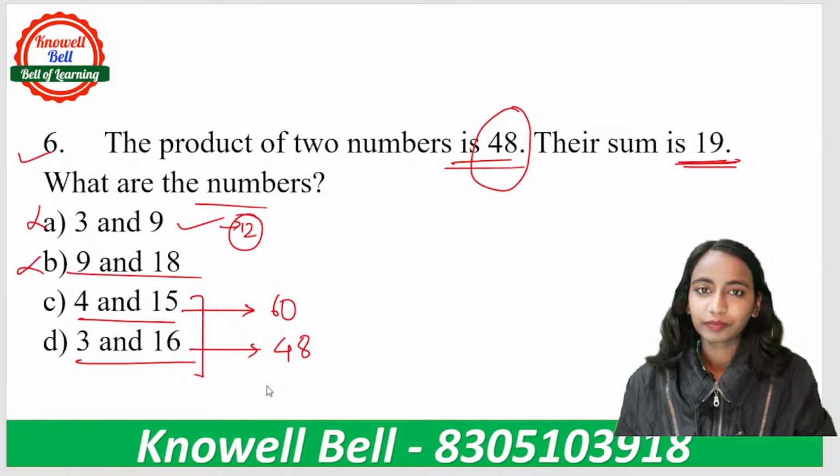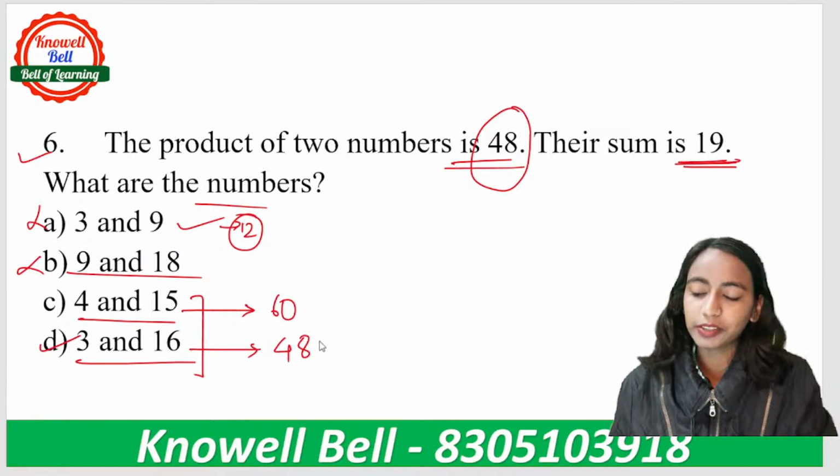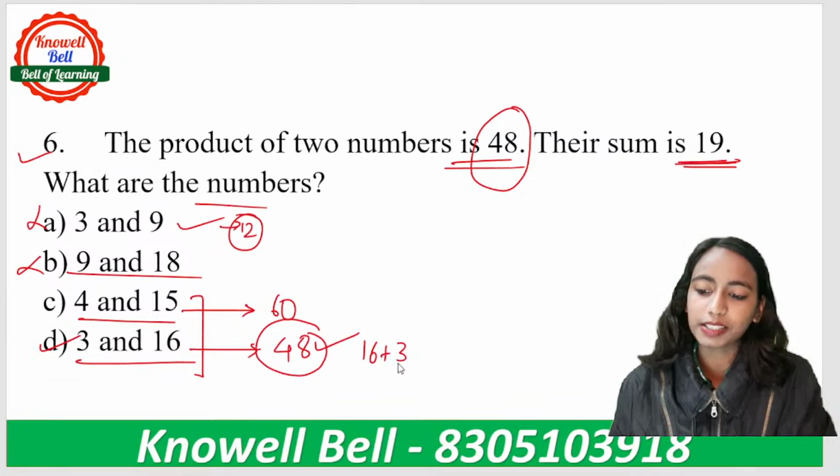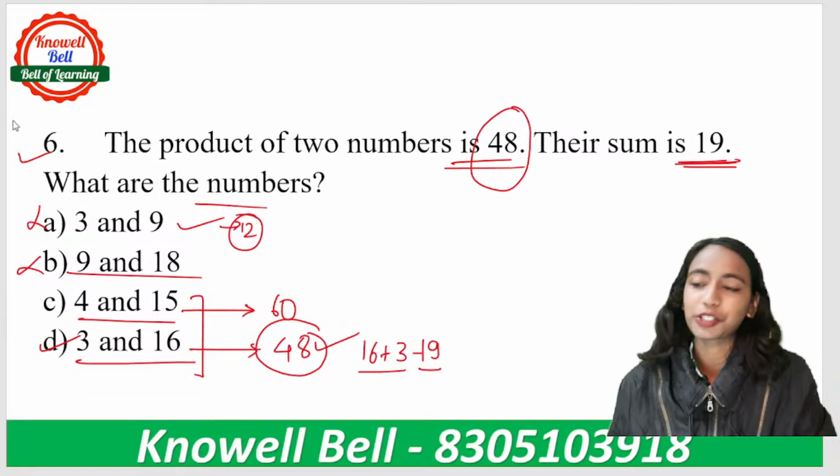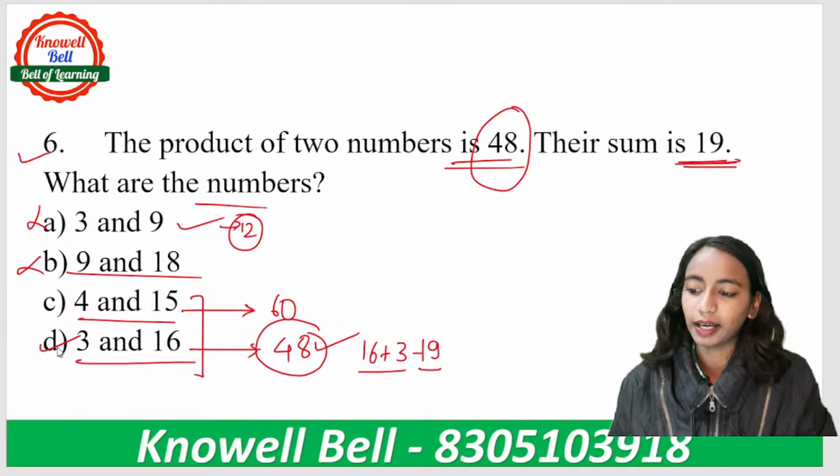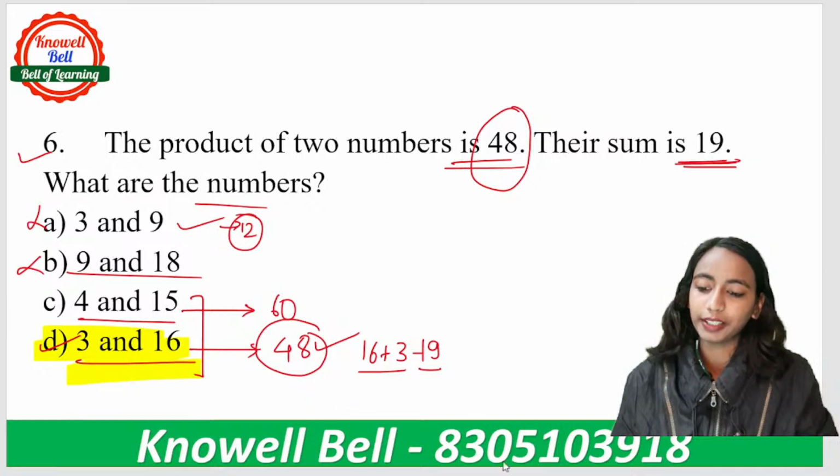Got it? So have a look. What is the product that we got? The product we got is 48, and also the sum of 16 plus 3 is 19. So the right answer for the question will be option D, 3 and 16. The right answer will be option D, everyone.